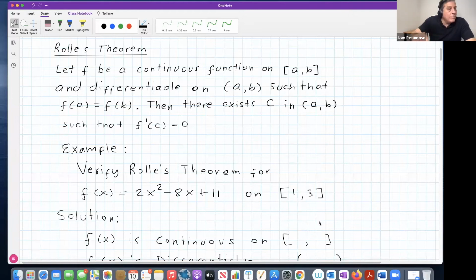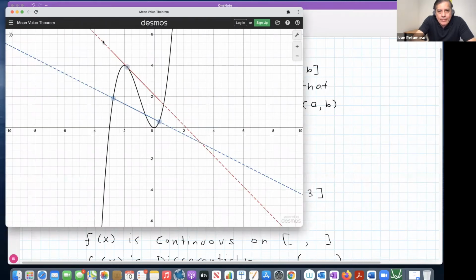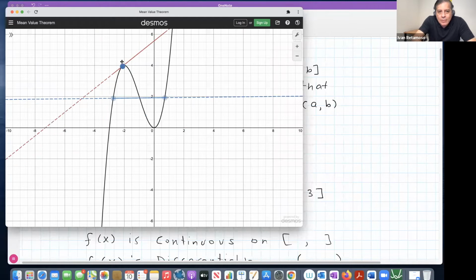But before I go over this exercise, let me show you this. On our website, I have included this animation that I strongly recommend you play with. This animation shows a graph, right? And since we're talking about Rolle's theorem, let's put it here at the same level. Look, suppose this is f of a, this is f of b. Rolle's theorem says that there should be a point on the graph where the tangent line is horizontal. That is this, you see?